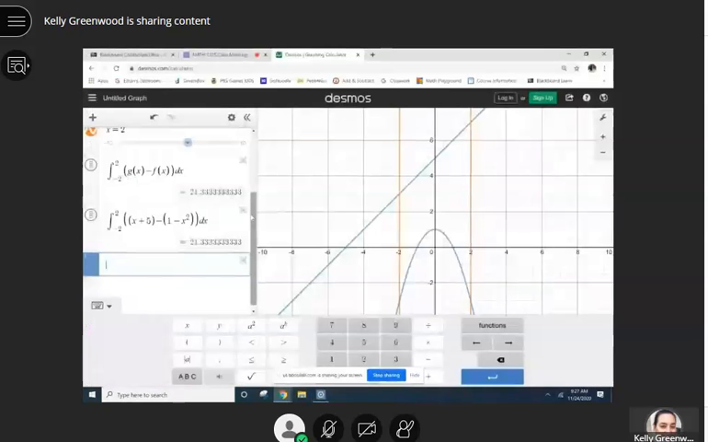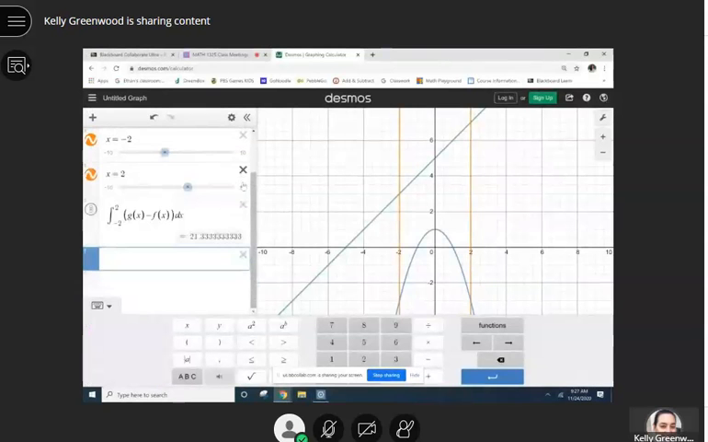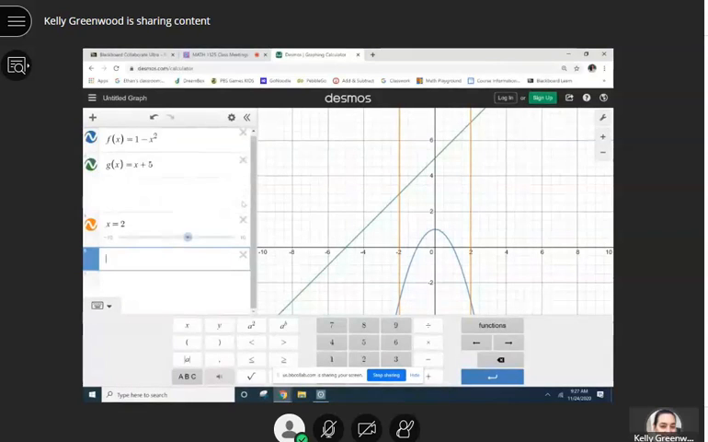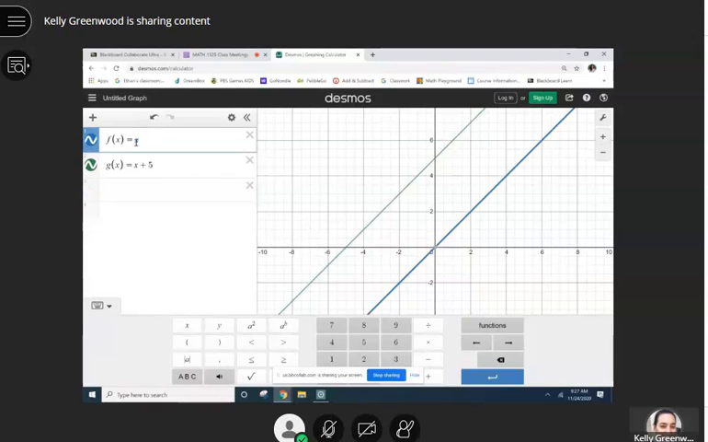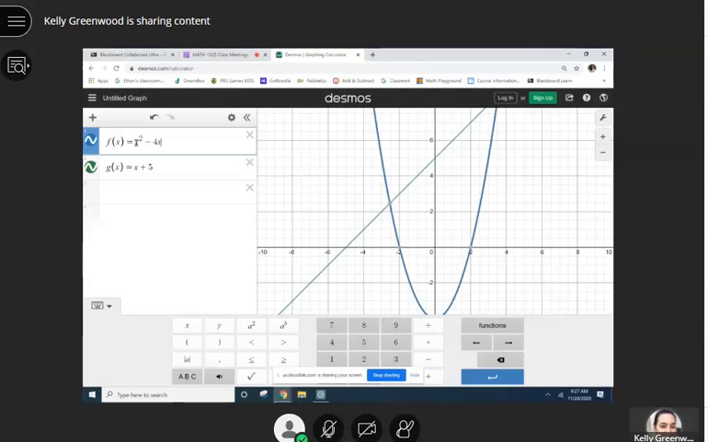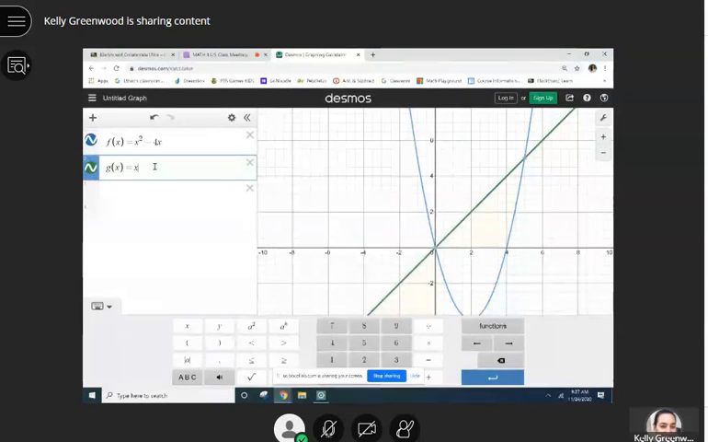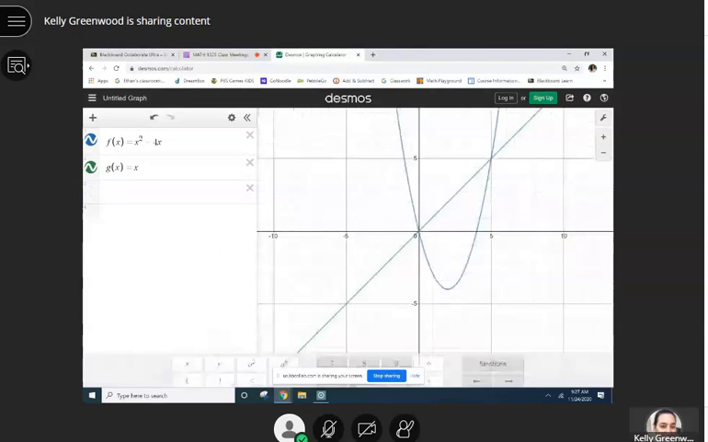So let's break all this up here. Okay, so f of x was x squared minus 4x, and g of x is just the identity function. Okay, so this is what it looks like.